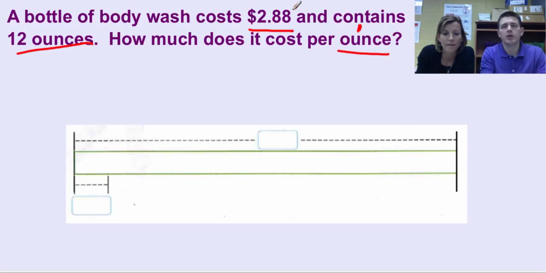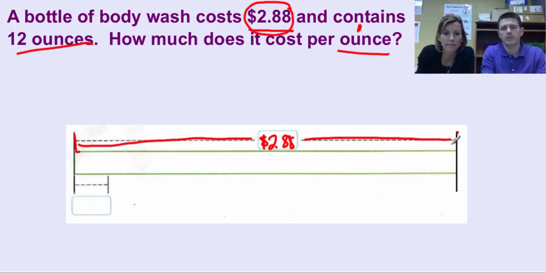So we start with our total amount, $2.88. That goes above our rectangle and represents the total cost. The whole thing. The whole stinking thing. So then you need 11 lines.